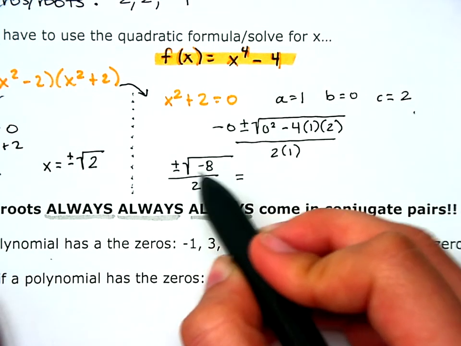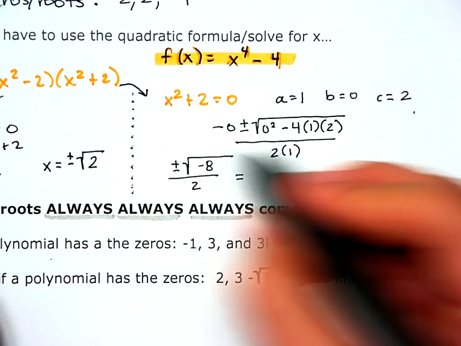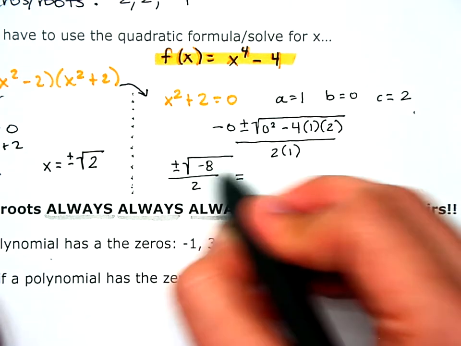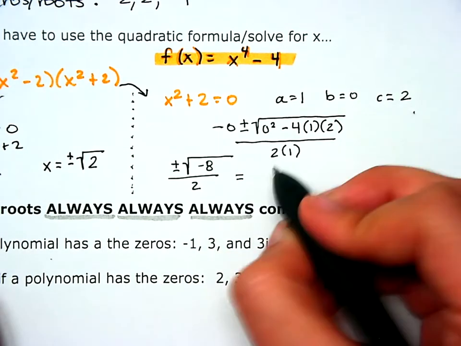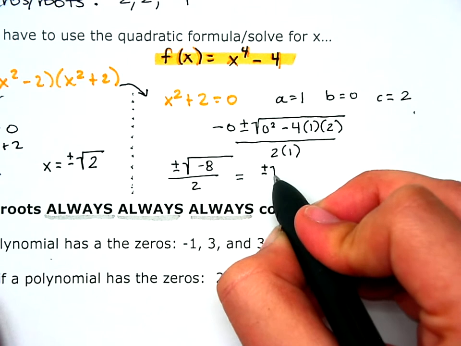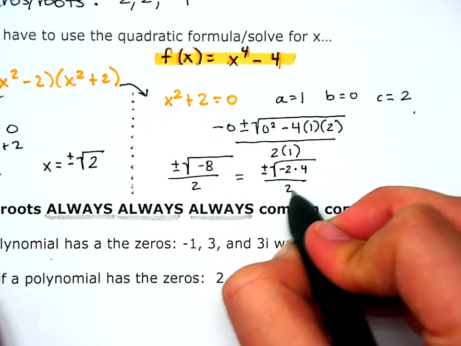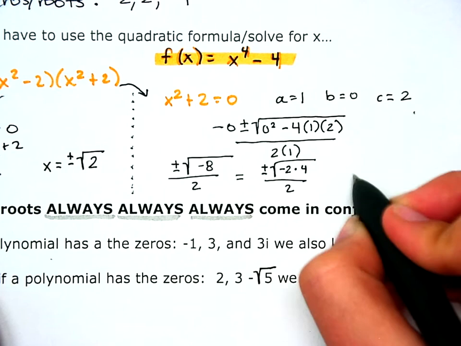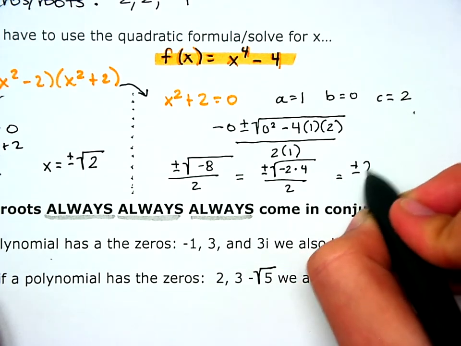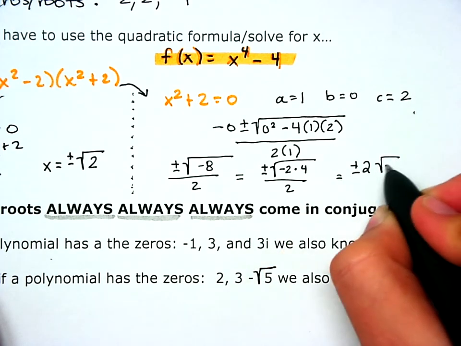If I want to take the square root of something, I need to separate it into factors where one you can take the square root of. So what I mean is I'm going to do the square root of negative 2 times 4. I can take the square root of 4, so that's plus or minus 2. And then what's left over is negative 2.